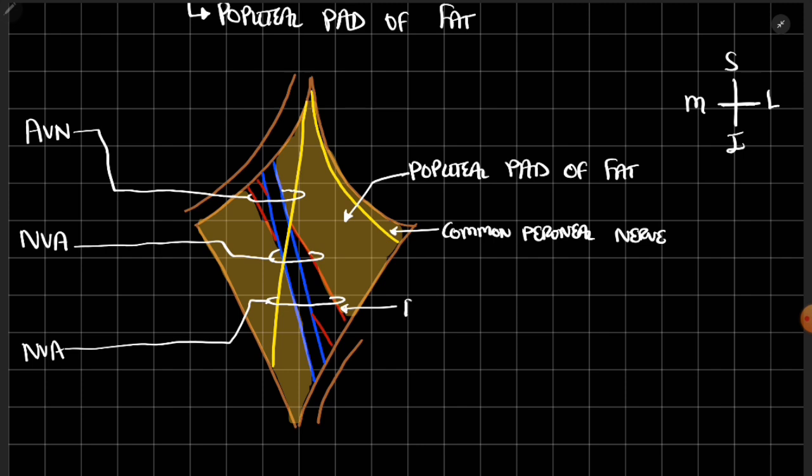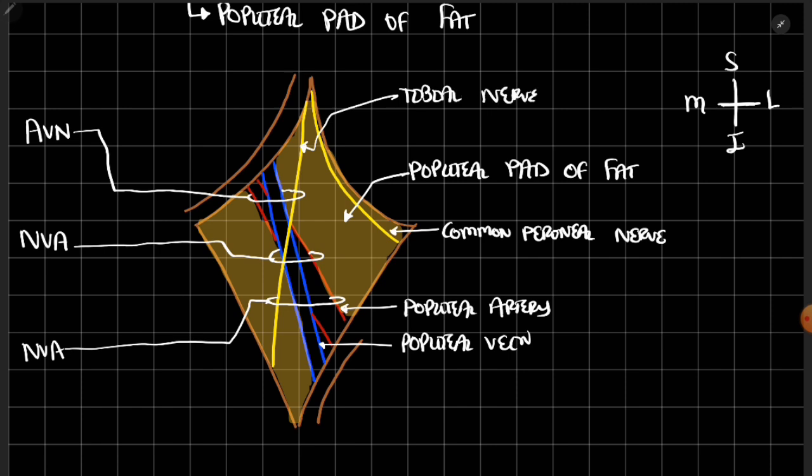This is the popliteal artery, continuation of the femoral artery. This is the popliteal vein. Which nerve is this? This is the tibial nerve. The common peroneal we have shown earlier, and the popliteal pad of fat, and the relations AVN, NVA, NVA. So basically this was it for the popliteal fossa.